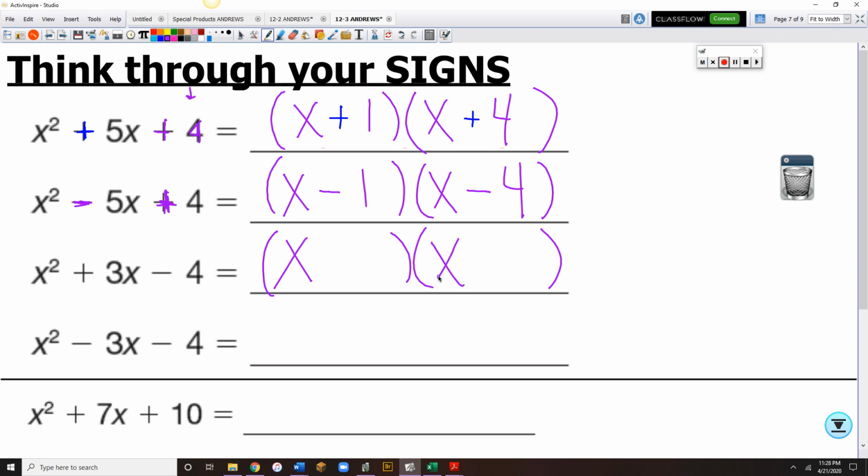Okay, so now our 4 is a subtract. So that tells me my signs are different. One is subtract, one is add. Or one is add, one is subtract. Doesn't matter. I need two numbers that multiply to 4 and subtract to 3. Okay, well, 4 and 1 still work. But I'm thinking about it. I'm not just plugging those numbers in. The plus sign in front of the 3 tells me that the larger number gets the plus sign.